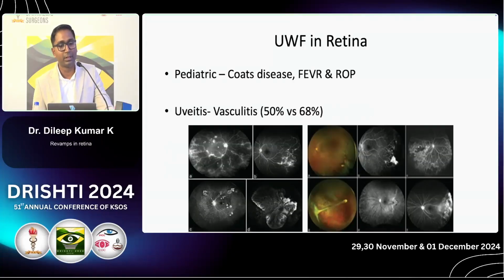And in other retinal disorders, ultra-wide field, especially in pediatric retina like Coats disease, the peripheral telangiectatic vessels can be easily seen. And in FEVR, the peripheral non-perfusion area, where we can do a targeted laser, is seen. Uveitis, vasculitis can be picked up, and more cases are diagnosed because of this ultra-wide field imaging.